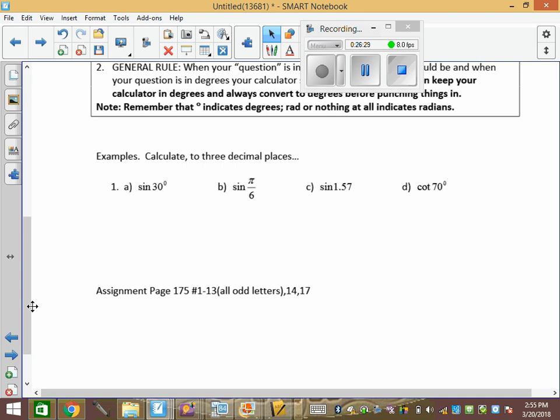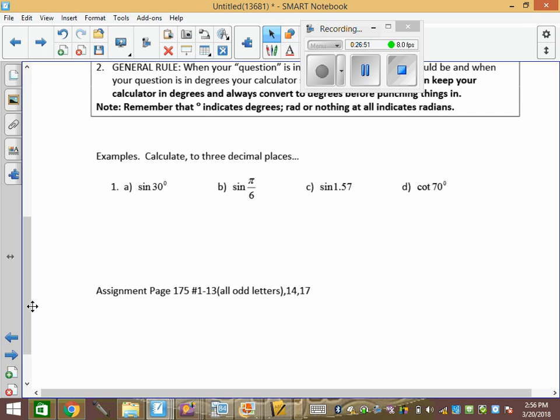Now, put in sine 1.57. Now, let's think about that. Is there a degree symbol? No, so we assume it to be radians. So sine 1.57 is what? 0.999999, which is 1. Now, cotan of 70.